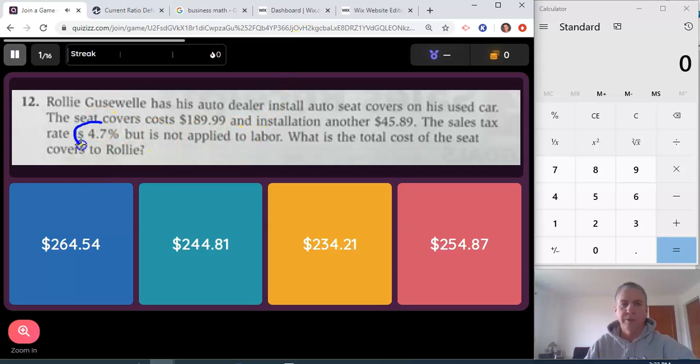So this value here, 4.7%, is actually equal to 0.047. So if you were to enter this into the calculator, like we're going to do right now, we want to move the decimal place 2 places to the left to convert it to a decimal value. So the first thing we need to do is take this 0.047 and multiply it times that.